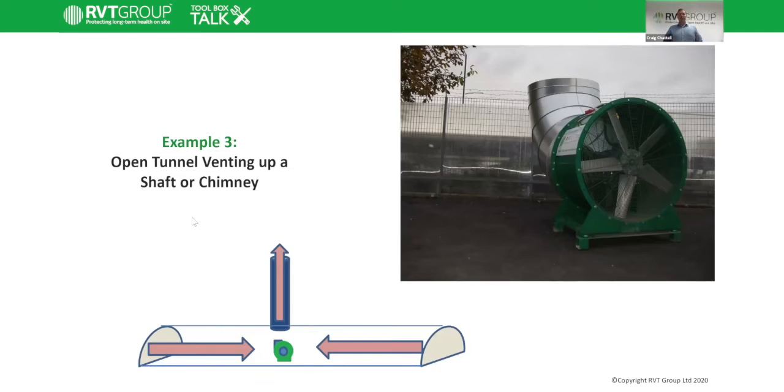Another example here is open tunnel venting up a shaft or a chimney. If you have a chimney or ventilation shaft that is central within the tunnel, so halfway through the tunnel, you can create a Venturi effect up the shaft. So we're drawing in fresh air from either end of the tunnel, drawing it through to the fan that is located centrally, and then venting the air up the shaft to outside.